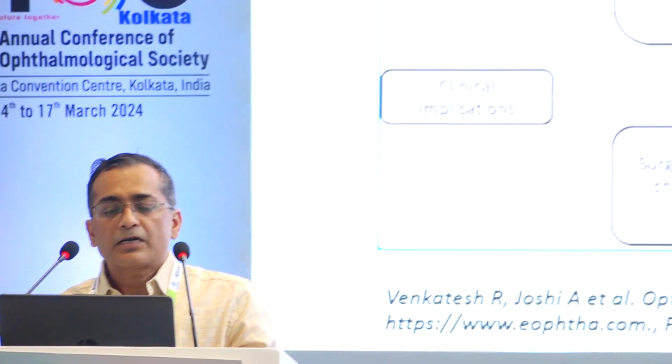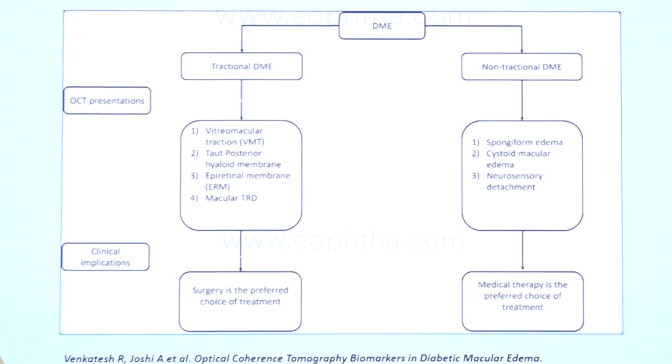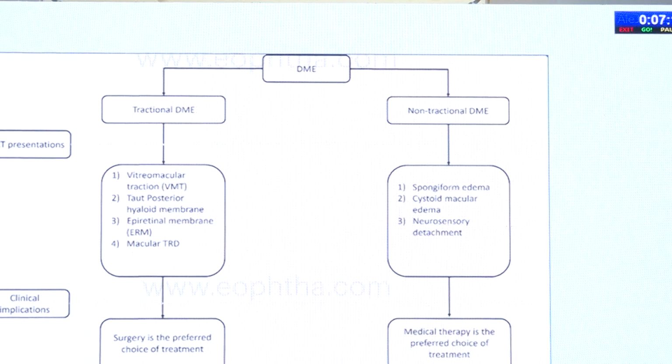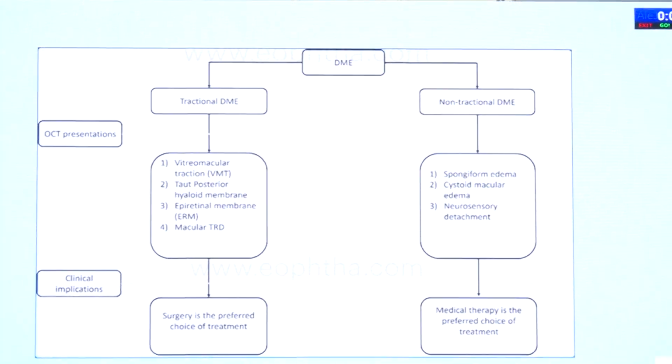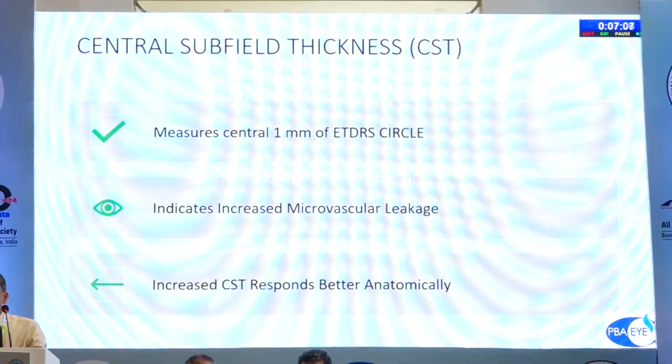This is the international nomenclature for OCT meeting consensus, normal OCT terminology, and the different layers upon which we will discuss the biomarkers. So diabetic macular edema, for treatment purposes, practically is tractional diabetic macular edema and non-tractional DME. For tractional DME, we can have VMT, vitreomacular traction, taut posterior hyaloid, epiretinal membrane, and macular tractional detachment, which needs surgery. For non-tractional DME, there are spongiform edema, cystoid macular edema, and neurosensory detachment, for which medical therapy is the choice.